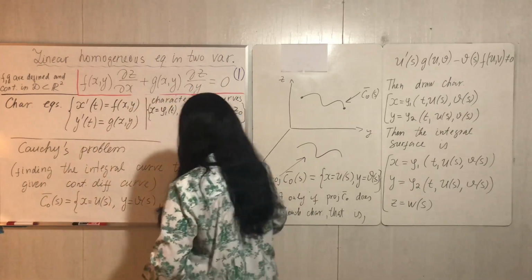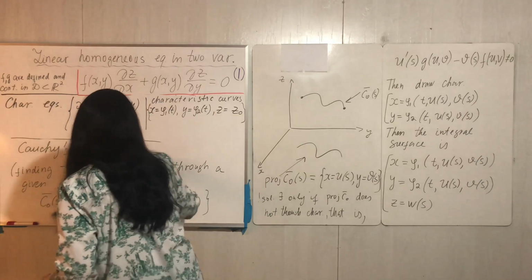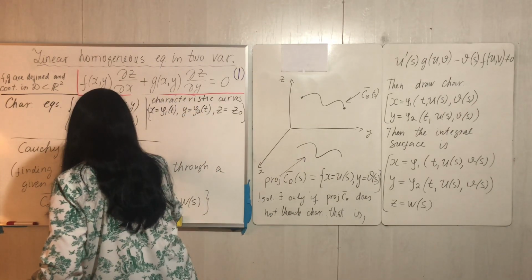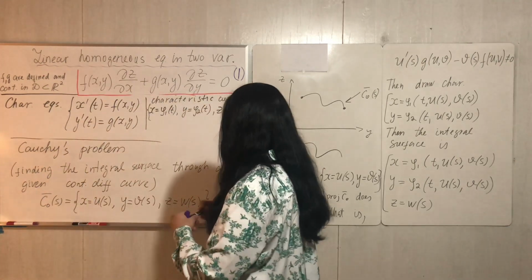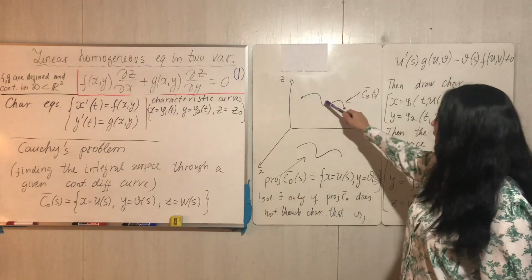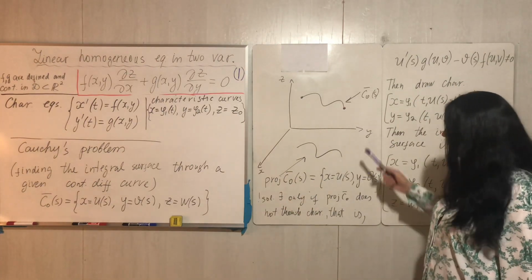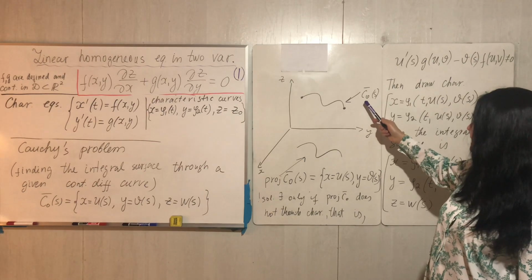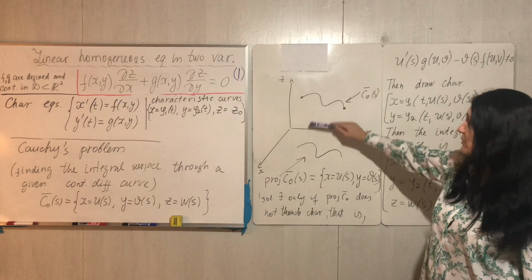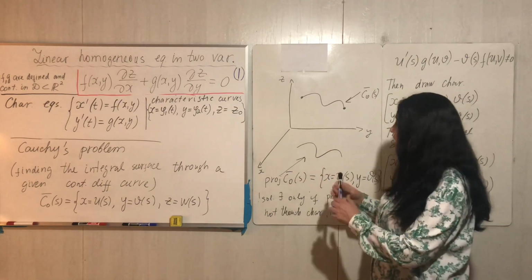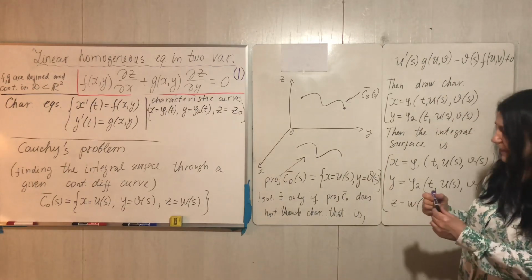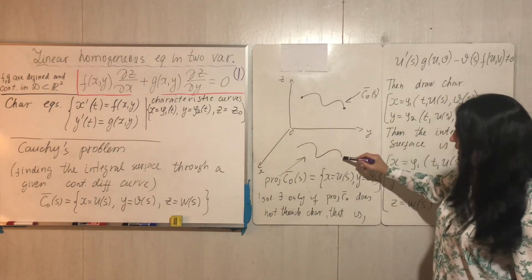So here I have to write surface. Integral surface is through a given continuous differentiable curve. Okay, so here is our parameterized curve, and I gave it a name C sub 0. And then this curve can be projected onto the X, Y plane, so we will get a projection of this curve.